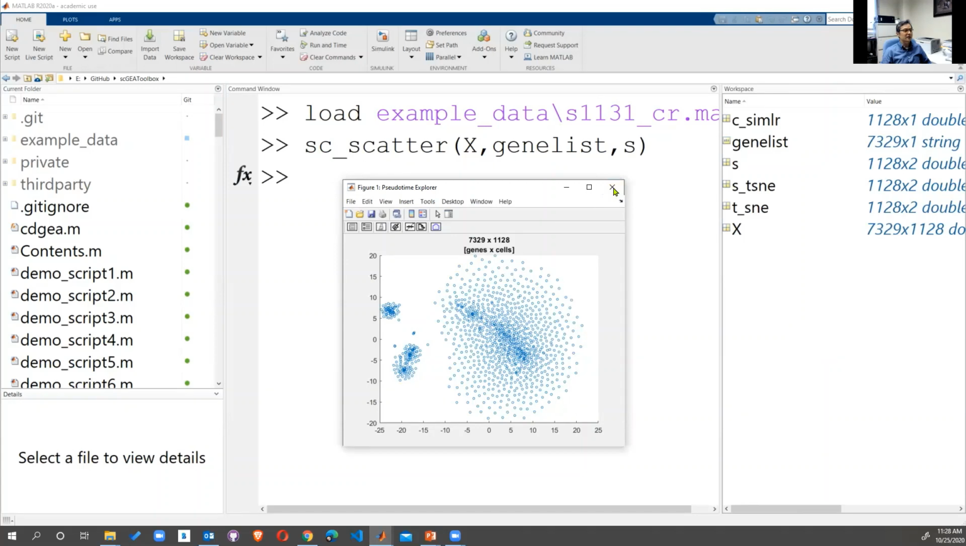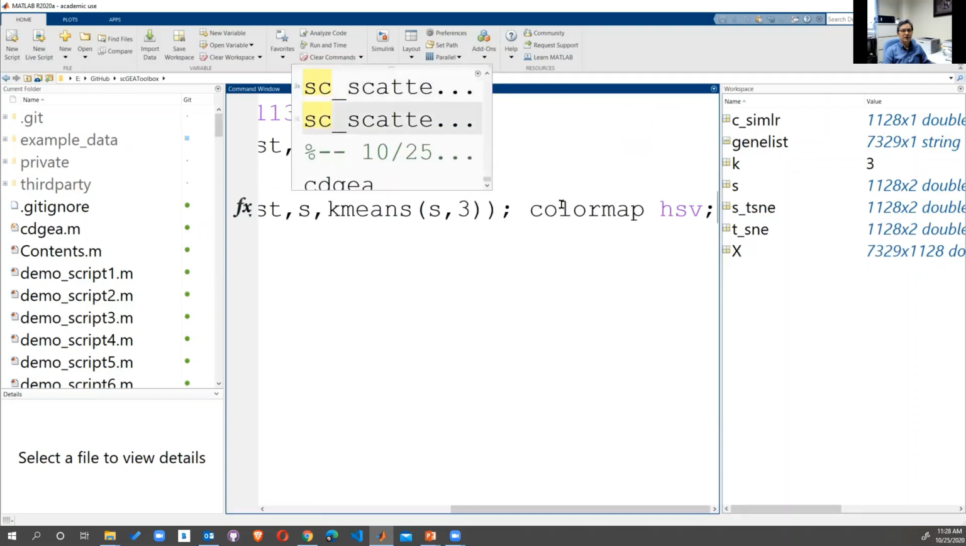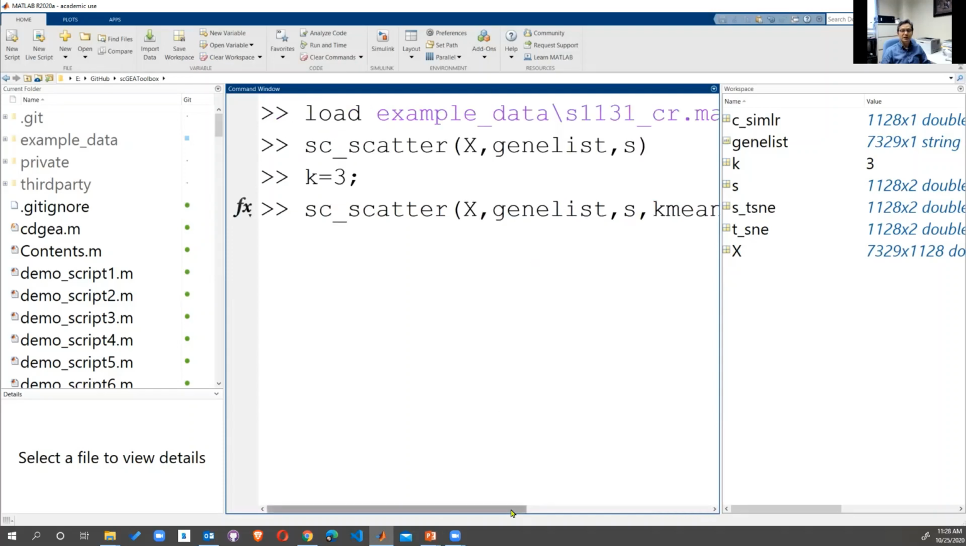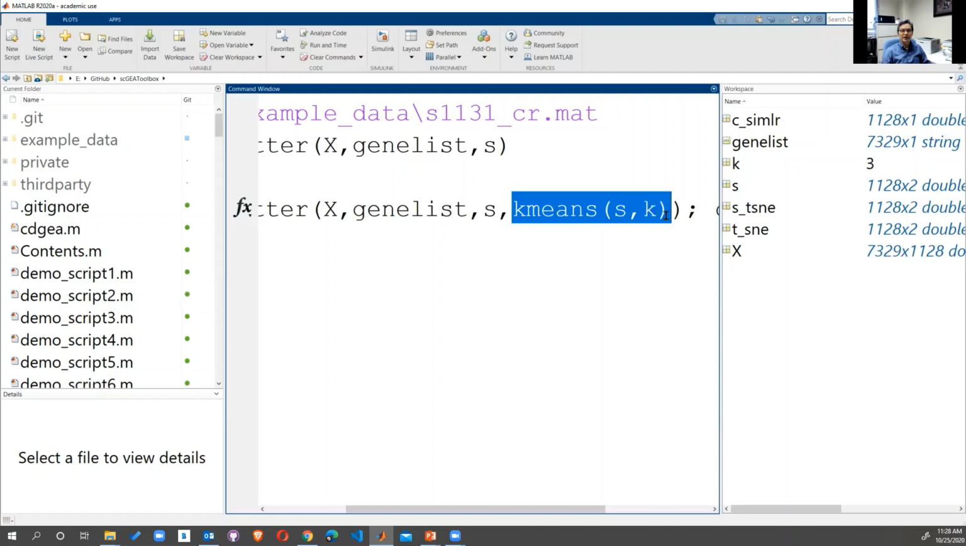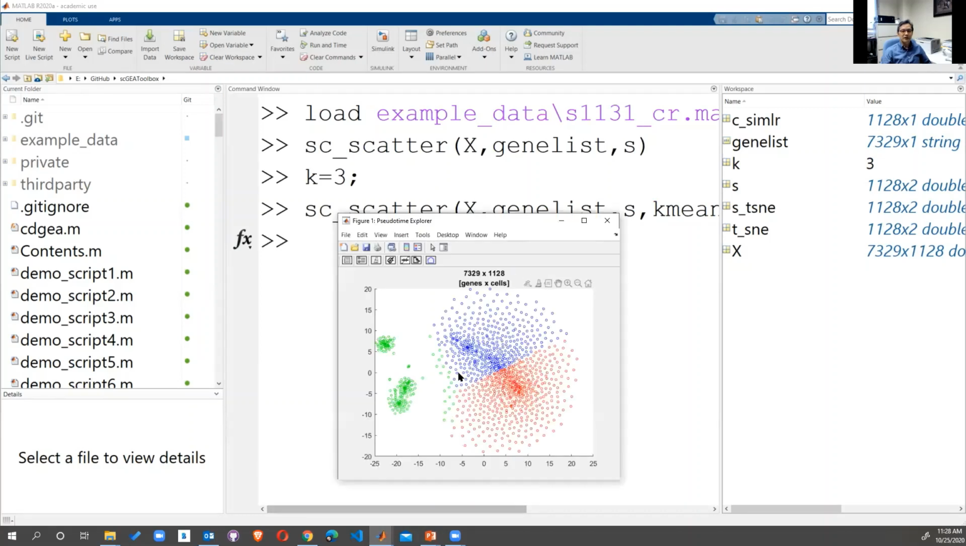Now I'm going to apply k-means, and I set k equals 3. This k-means algorithm takes the coordinates of the tSNE and, with k equals 3, produces a result like this. The first cluster is indicated in green, the second cluster is blue, and the red is the third cluster.